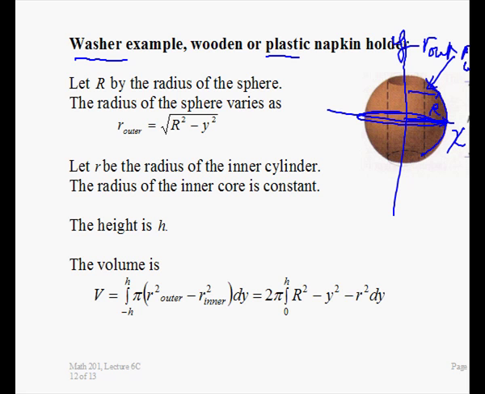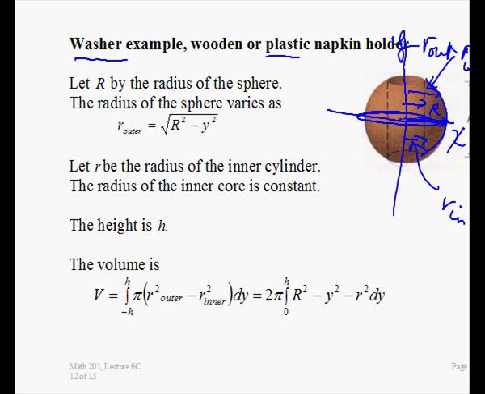Let's say the inner radius is constant at little r. That's little r right there, and it's constant. That's the inner radius. Okay, the height is going to be h, as you can see. So when you do these problems, just like any problem, you can draw it, sketch it out, and then put on your coordinate system. And that determines how you're going to integrate.